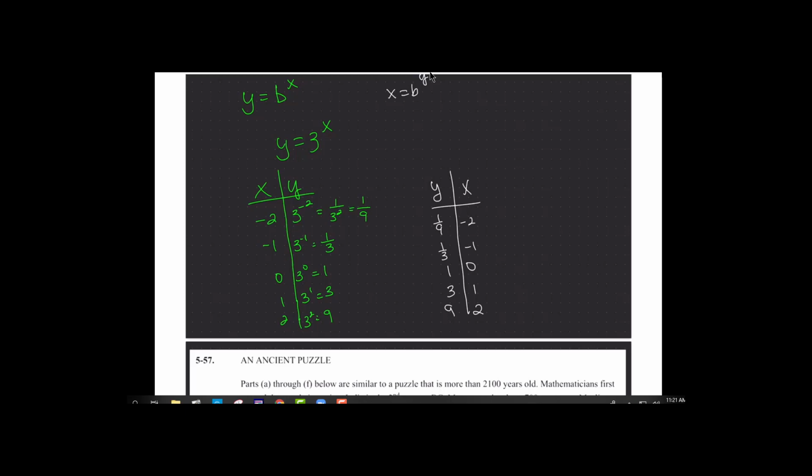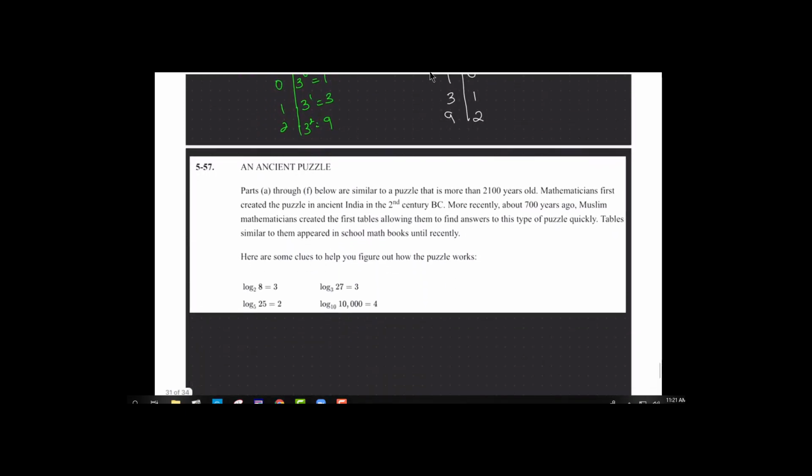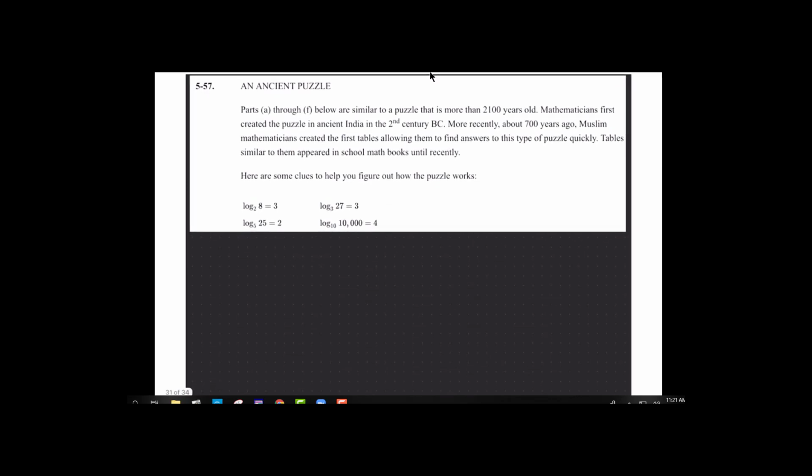So back in my day, they came up with this ancient puzzle. Did you guys get the, yes, ma'am?